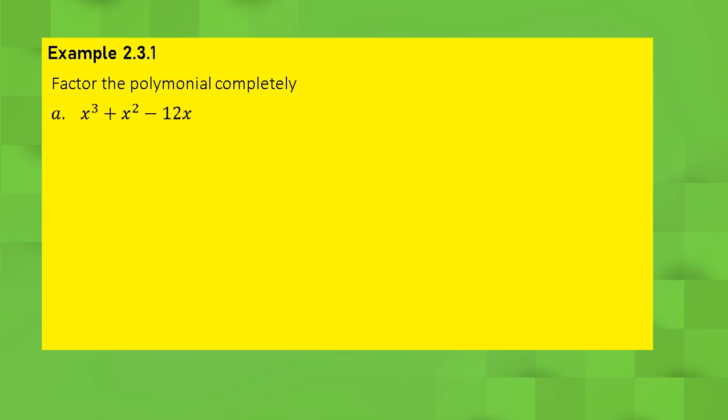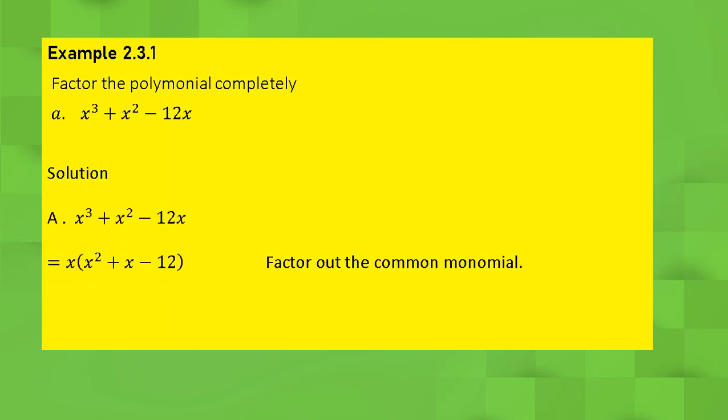Okay, let's have example 2.3.1. Factor the polynomial completely. x cubed plus x squared minus 12x. We factor out the common monomial since the three terms have x as their common factor. So, we have x times x squared plus x minus 12. And then factor the trinomial, x squared plus x minus 12.